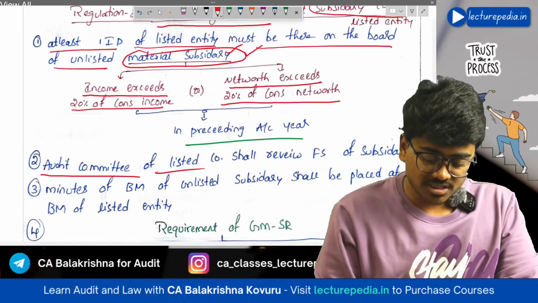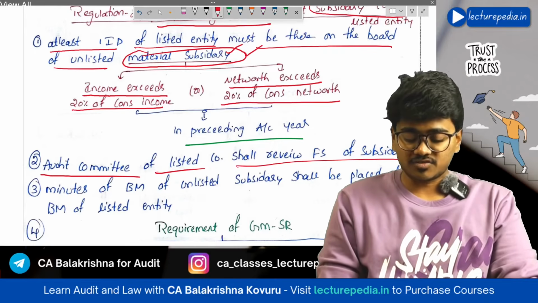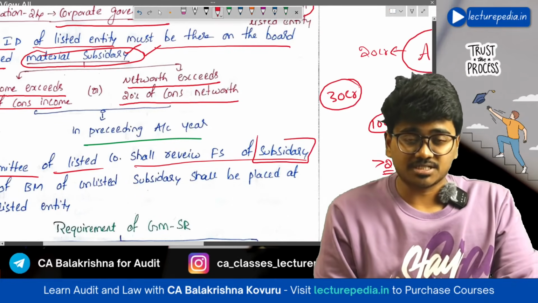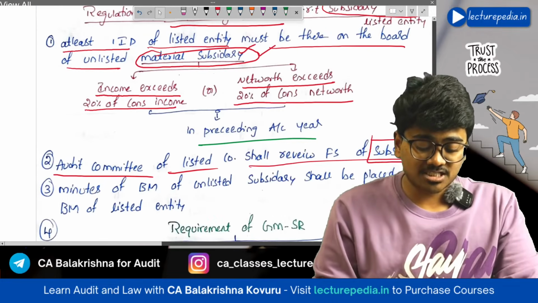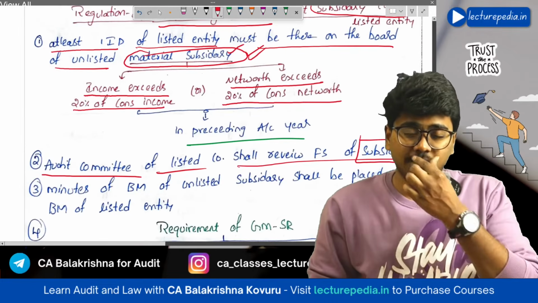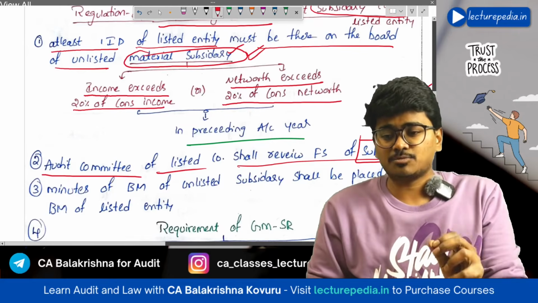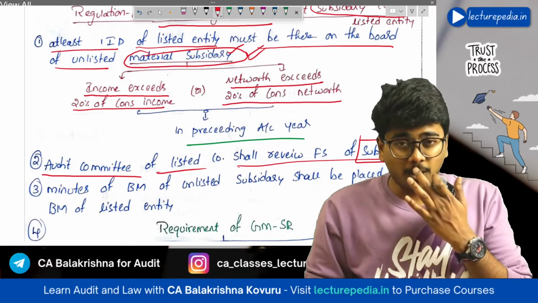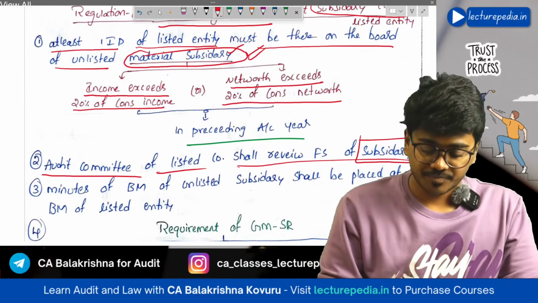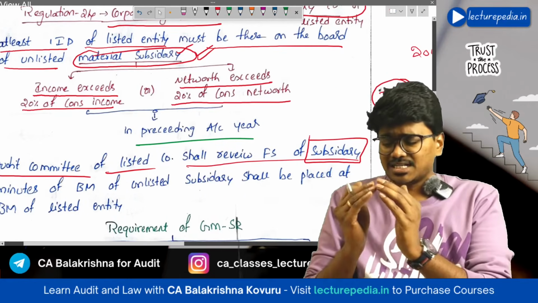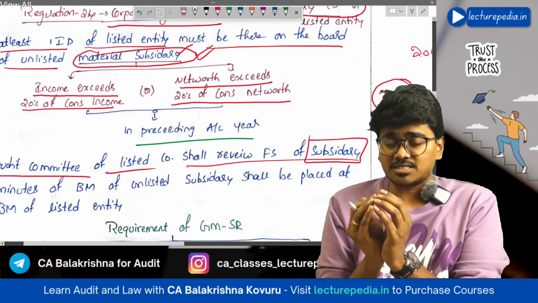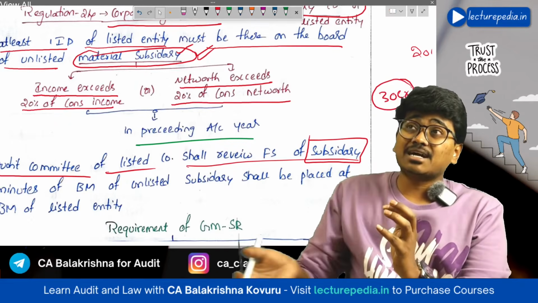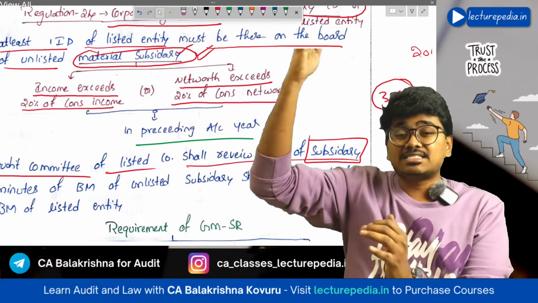Audit committee of listed company shall review financial statements of subsidiary. Okay, not only material subsidiary, all the subsidiaries. Only the first point is applicable for material subsidiary, and the remaining are applicable to all the subsidiaries of the listed entity. Now, the subsidiary company will prepare financial statements, right? These financial statements must be reviewed by the audit committee of the listed entity.